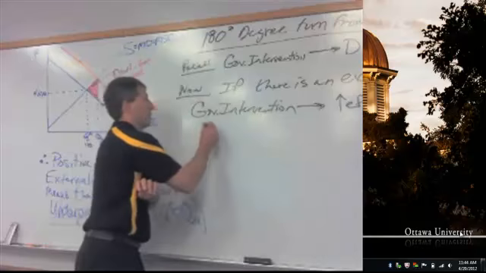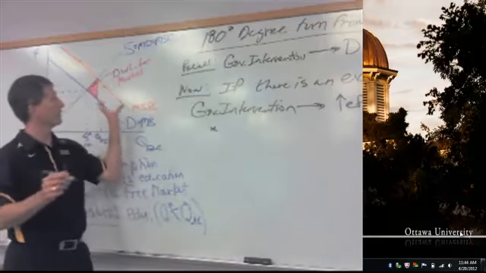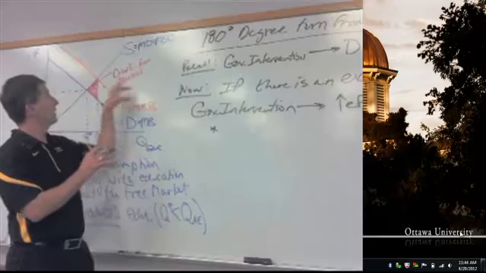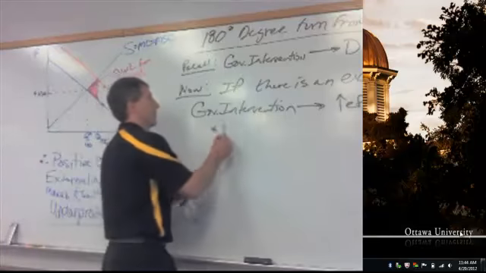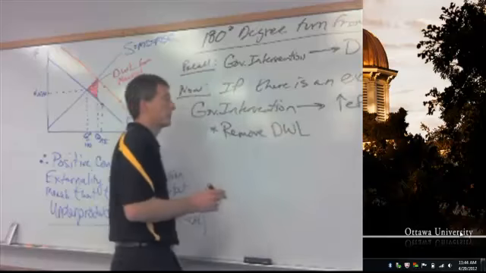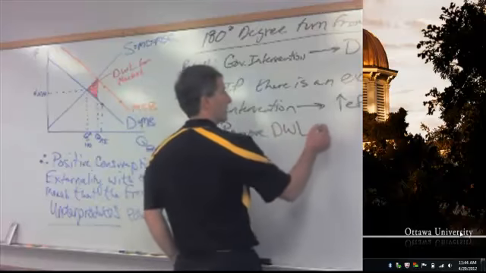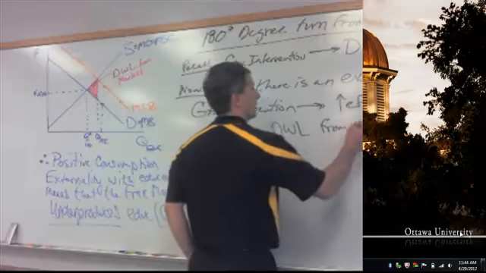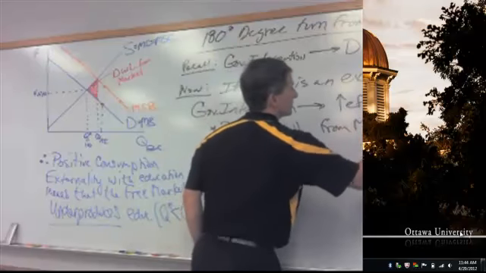So what we wrote on the board here was that with the externality, there already is a deadweight loss. So we're going to remove deadweight loss from the market, from the free market.